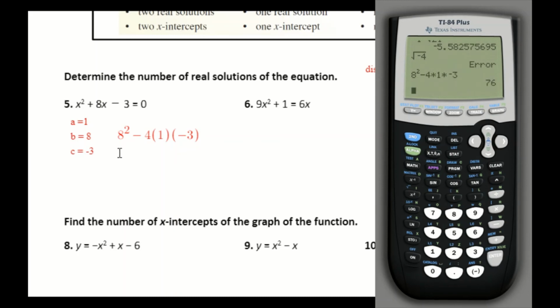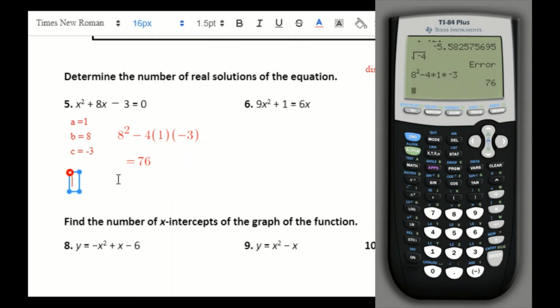And I get 76. So all I care about to answer this question is, is it positive, negative, or 0? Right? And so 76 is bigger than 0, right? It is a positive number. So I'll say this equals 76. And since 76 is greater than 0, or it's positive, there are 2 solutions.